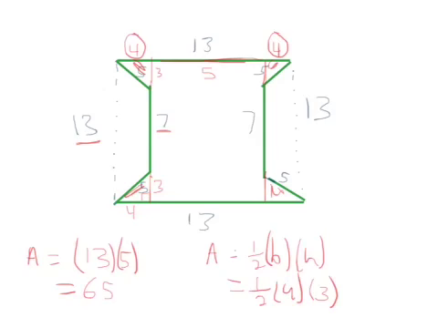And then there's 4 of those triangles, so if I take that, multiply by 4, that's going to give me the area of all 4 of those triangles. So when I multiply that together, I'm going to get a total of 24 for the triangles. So the 24 for the triangles and the 65 from the rectangle. When I add those together, I'm going to get a grand total of 89.